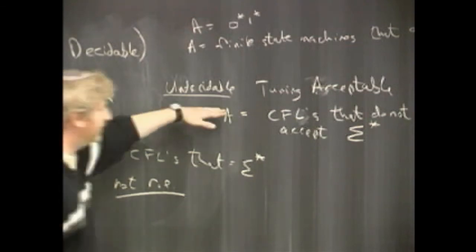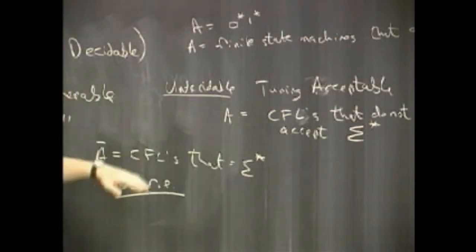So there's an example of a set which is undecidable, and its complement which is not even partially decidable, which is not recursively enumerable.